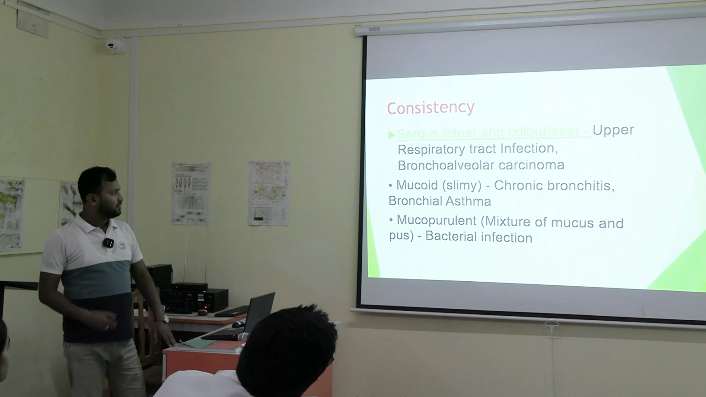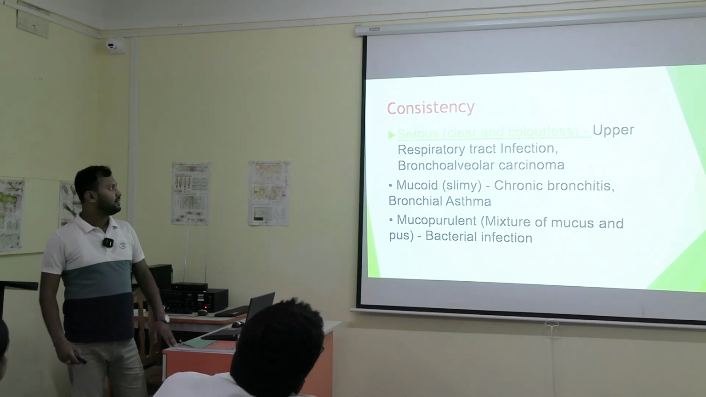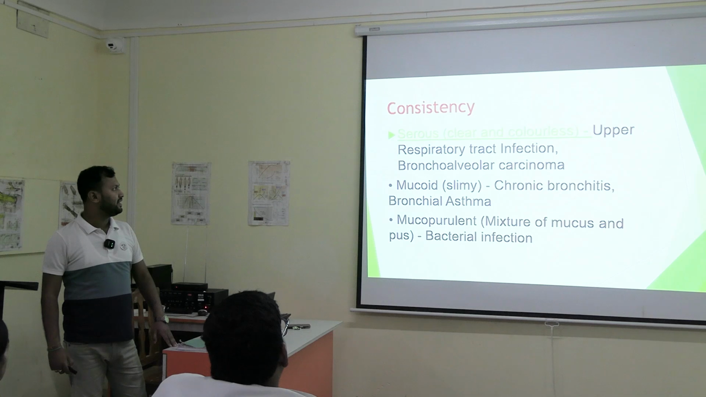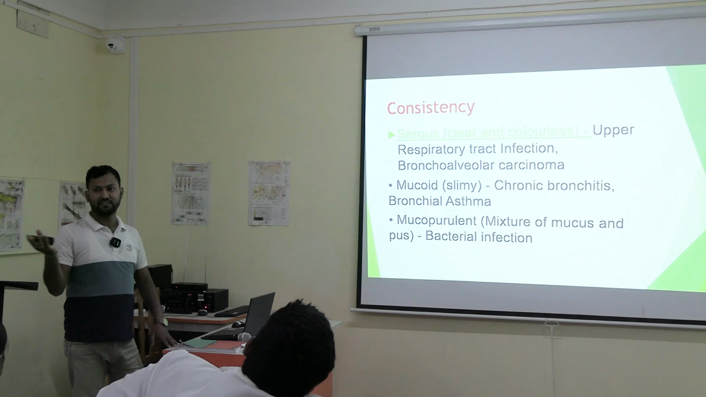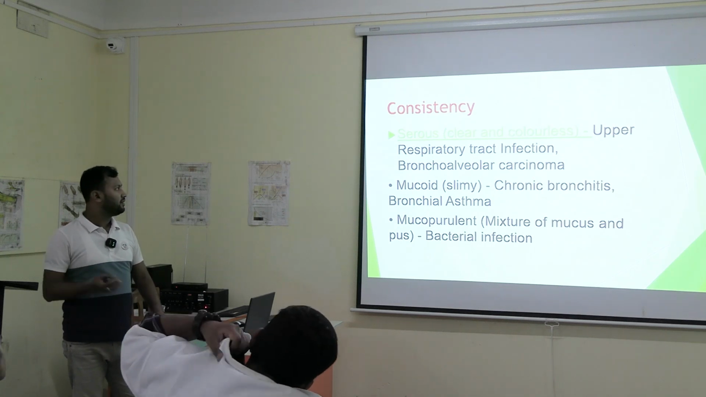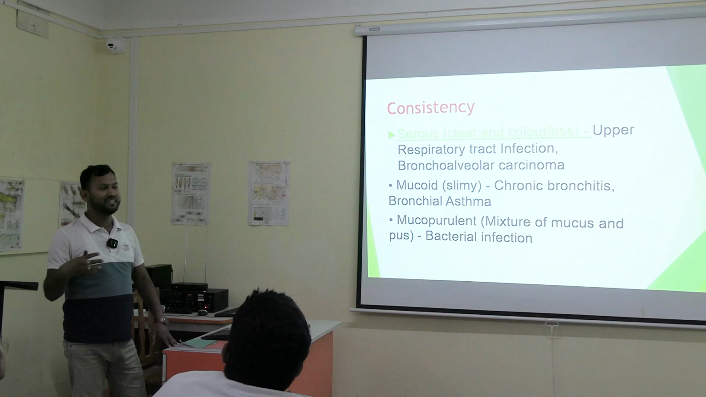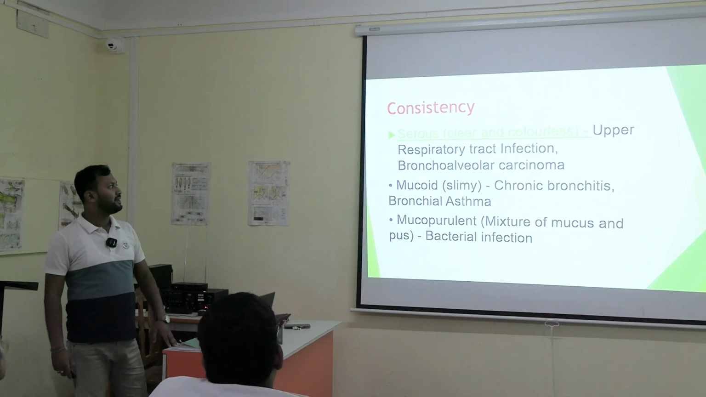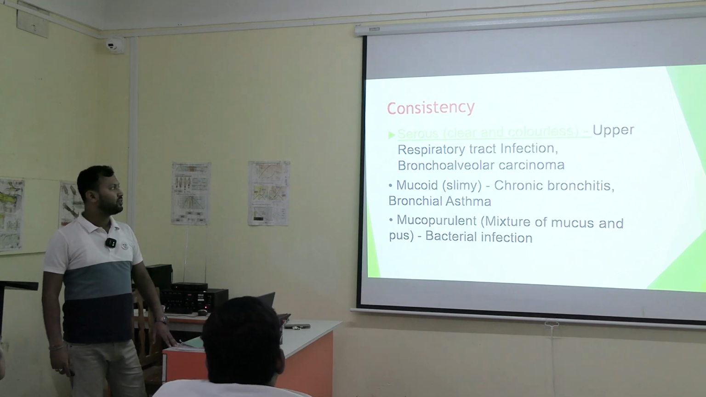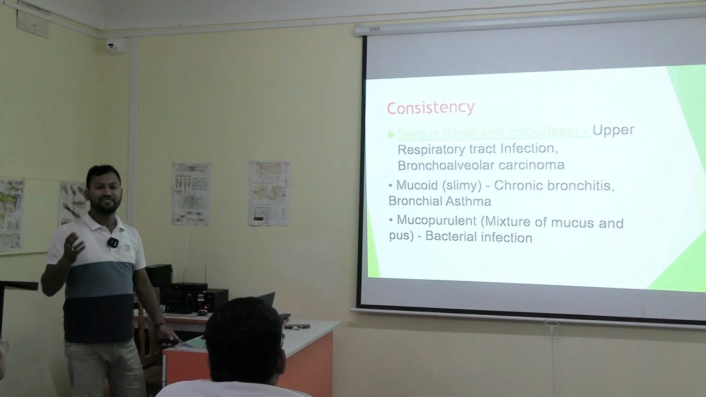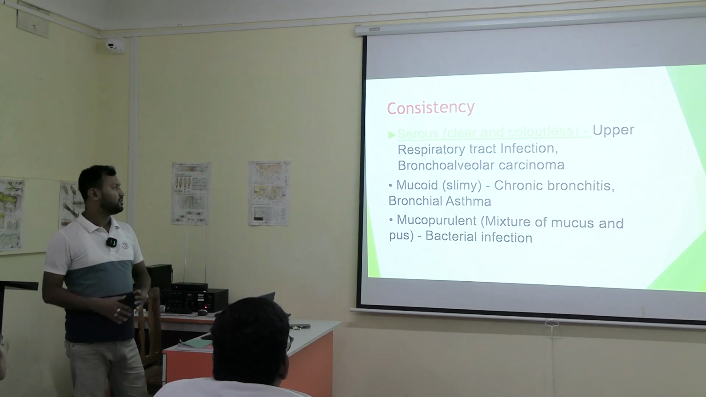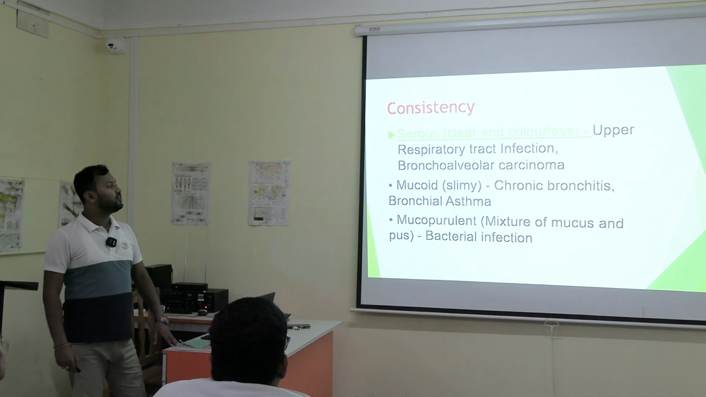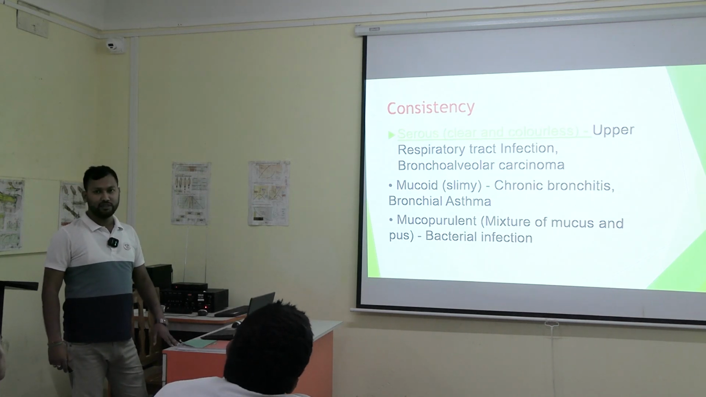Consistency means what type of sputum it is. It may be serous, that is clear and colorless. We are coughing out the sputum, but it is like water only. There is no color. It is not having any particles in it. It is very clear. So it may be caused due to upper respiratory tract infection, bronchoalveolar carcinoma. Then it may be mucoid. Mucoid means slimy. Slimy, you know what it means? Like some sticky substance. So that may be slimy. It may be caused due to chronic bronchitis and bronchial asthma.